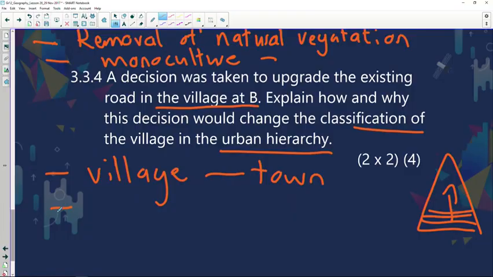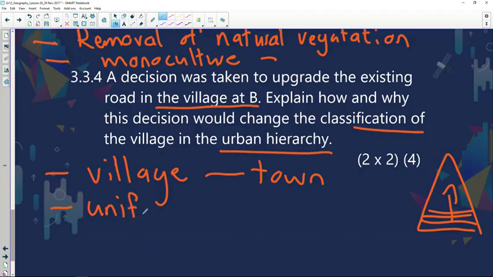Another reason that we can mention over there, it will change from unifunctional to multifunctional. Now, unifunctional is when there's only one activity. For instance, if you look at the linear settlement, there's only farming taking place. But multifunctional is when we add secondary and tertiary activities. For instance, a shop might open, or we might process the fruit that's been produced. So it's not going to be unifunctional anymore. It's going to be multifunctional.